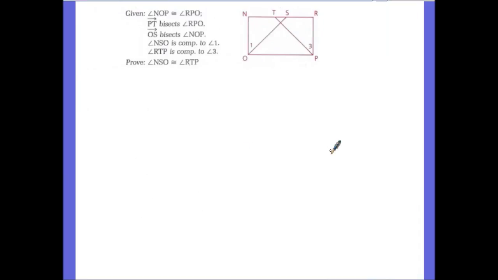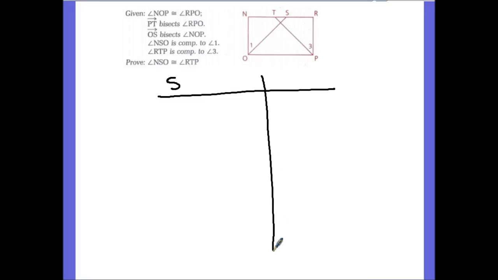Alright, this is going to be our last example here. So let's go ahead and start off with our statement and reason column. Let's read and mark up our picture. Angle NOP, this angle right in here, is congruent to angle RPO, this angle right in here. We have that TP bisects angle ROP, so a keyword about that big one. OS bisects angle NOP, a keyword about our other big one.